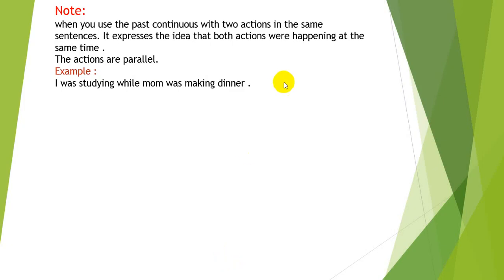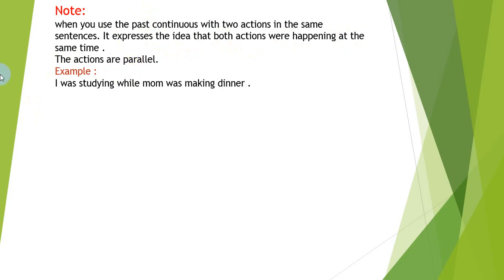Here, it says when you use the past continuous with two actions in the same sentence, that means that in my sentence, one sentence and the two actions are in the past continuous. That's different from the other case. It expresses the idea that both actions were happening at the same time and that the actions are parallel. None of them has interrupted the other. Understand? They are parallel.